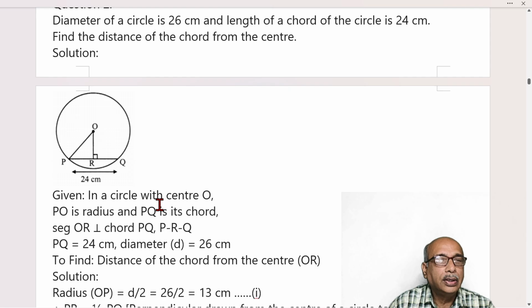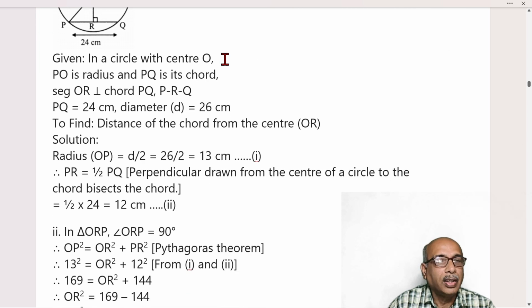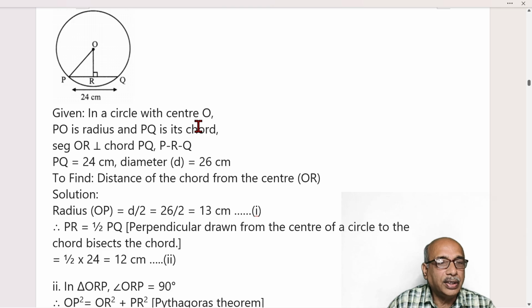Question 2. Diameter of a circle is 26 cm and length of chord is 24 cm. Find the distance of the chord from the center. In this also we'll apply the Pythagoras theorem and the property. In a circle with center O, PO is the radius and PQ is the chord. Segment OR is perpendicular to segment PQ, P-R-Q.